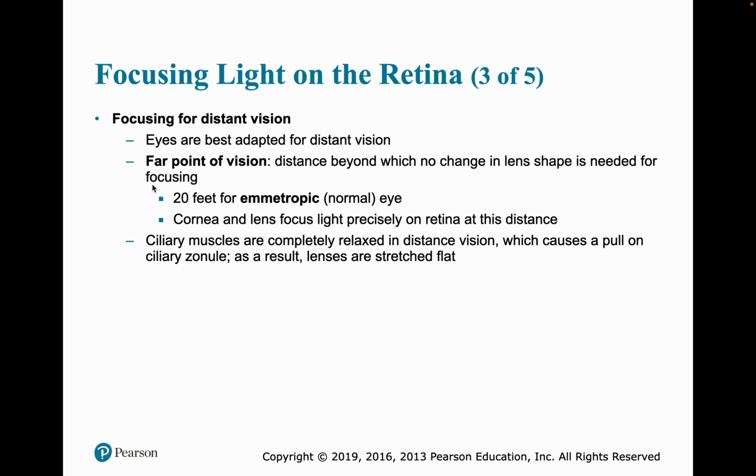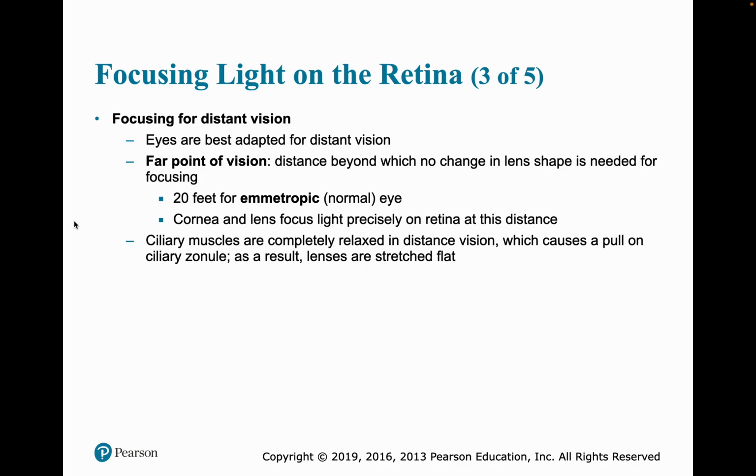So our eyes are best adapted for distant vision. Our far point of vision is the distance beyond which no change in the lens shape is needed for focus, and that's typically 20 feet for an average eye, an emmetropic eye. The cornea and the lens focus light precisely on the retina at that distance, which is why when we do an eye test, we say 20/20 is normal.